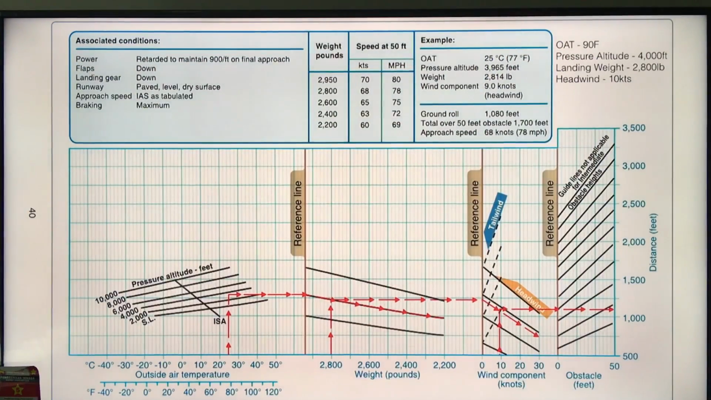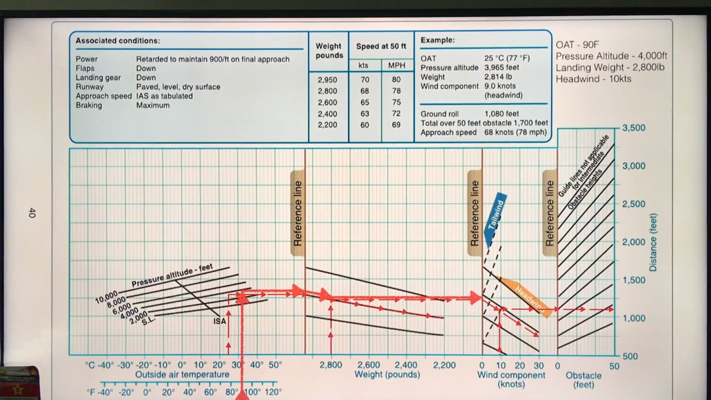Start in the top right corner. Outside air temperature, 90 degrees Fahrenheit. Pressure altitude, 4,000 feet. Landing weight now, 2,800 pounds. Headwind of 10 knots. You should be real comfortable with these charts by now, but let's go through it just for that sake. 90 degrees Fahrenheit, going straight on up to my pressure altitude, nice and high this time, 4,000 feet. Straight on across to my reference line. What's my landing weight? It's 2,800 pounds. Parallel it down to that 2,800, then straight on across that reference line again.